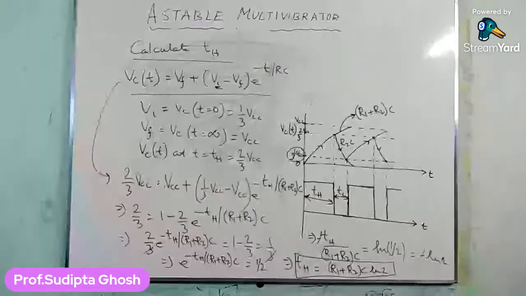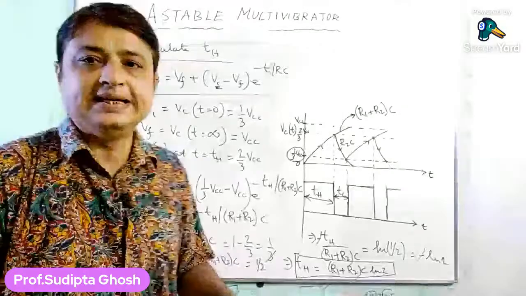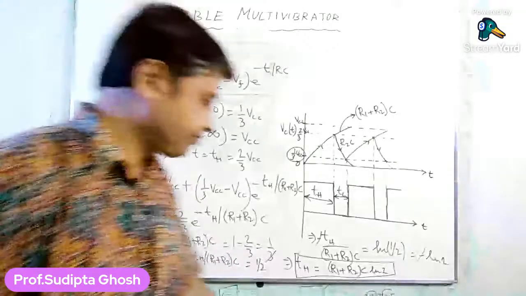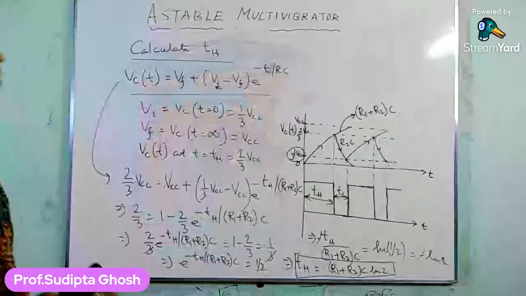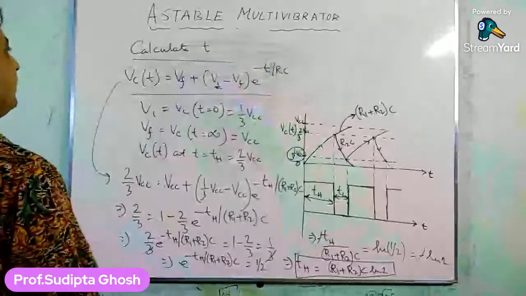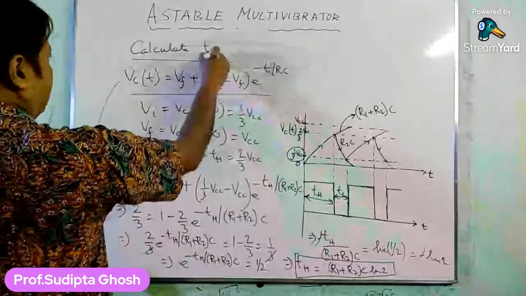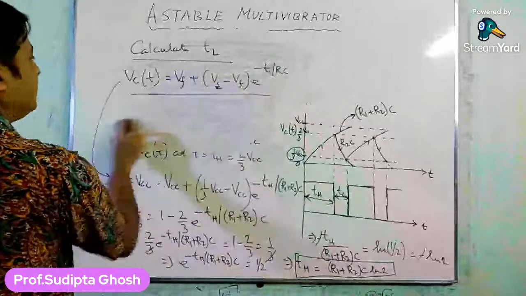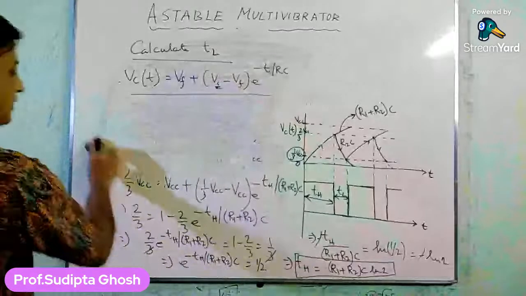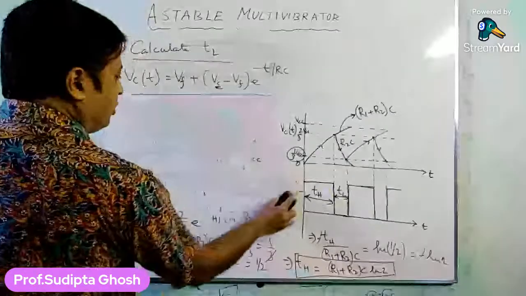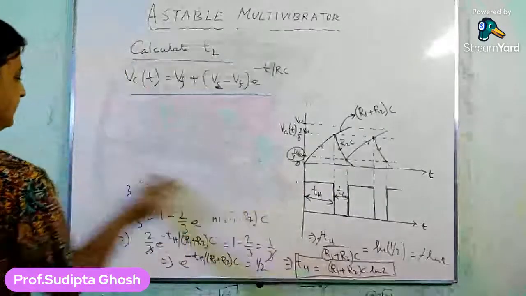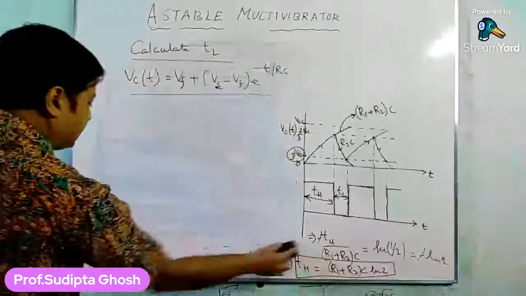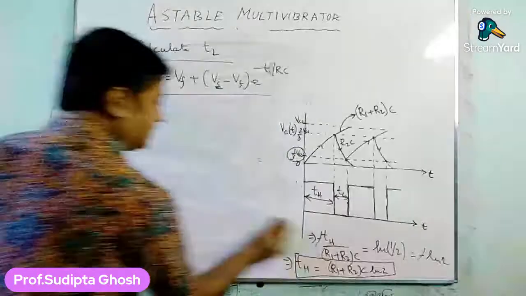If it's okay, let's move on to calculate the value of the discharging time, or the value of TL. For this, again, we have to consider this particular expression, the general expression for charging and discharging of the capacitor.